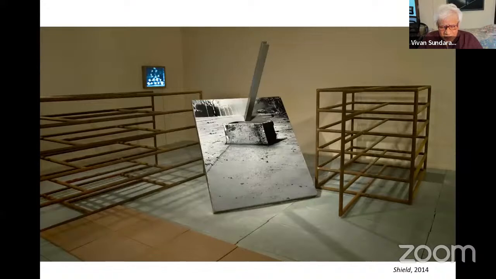This is the version at Kiran Nadar Museum. When Rubina asked me to do the show, I said, I don't want to just repeat what I did in 1993. I would like to shift the axis, and shifting the axis was that I would like to remove this human figure, which you saw, and think of it in terms of abstraction.